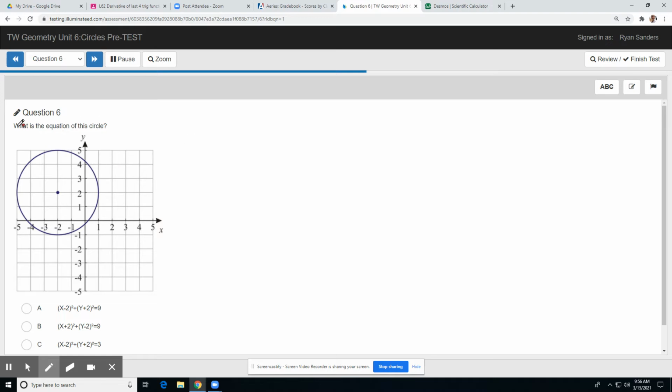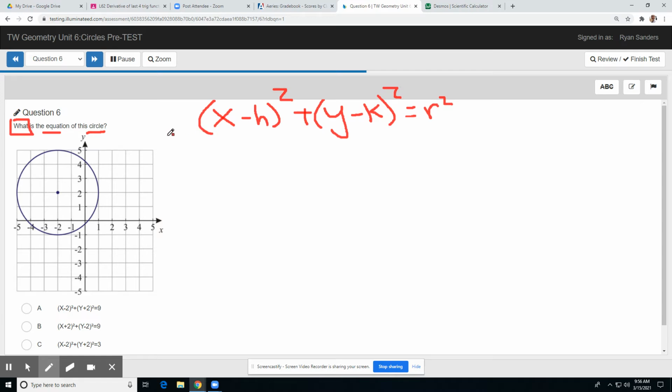All right, equation. What is the equation of this circle? I told you always to write out the equation if it asks it for you. x minus h squared plus y minus k squared equals r squared. The less you do in the head, the easier it is. So having everything written out, you're less likely to make mistakes.